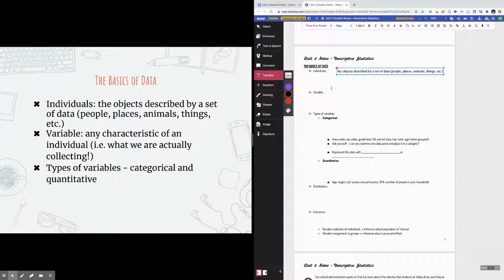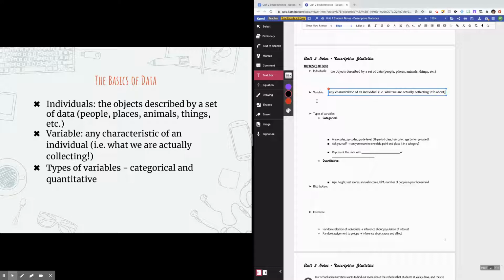A variable is what we are studying, typically, as the statistician. So it's the characteristics that we are concerned about for that individual. Individuals have lots of different characteristics, but typically when we are gathering data, we only want to collect one of those. So a variable is any characteristic of an individual, i.e., what we are actually collecting information about.